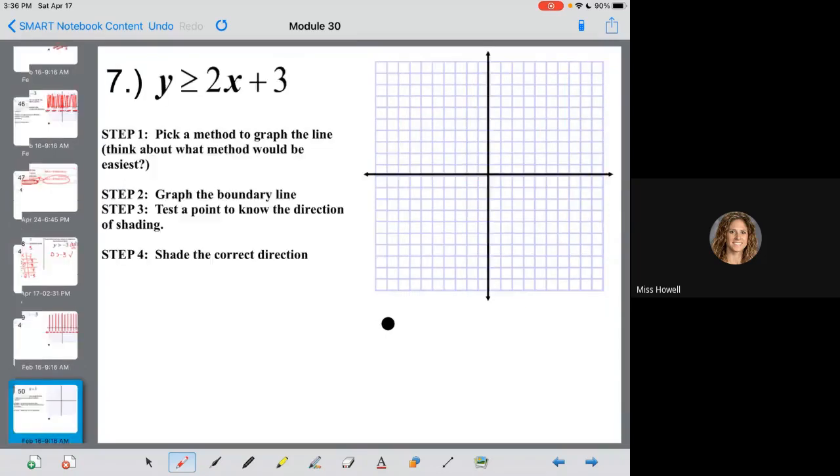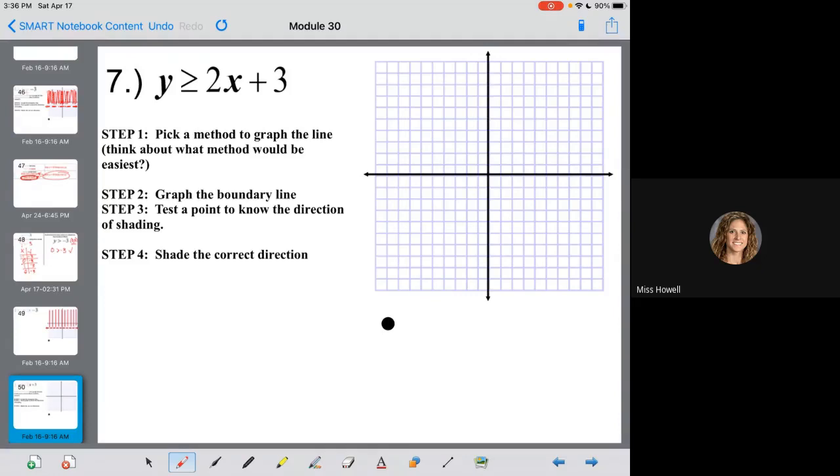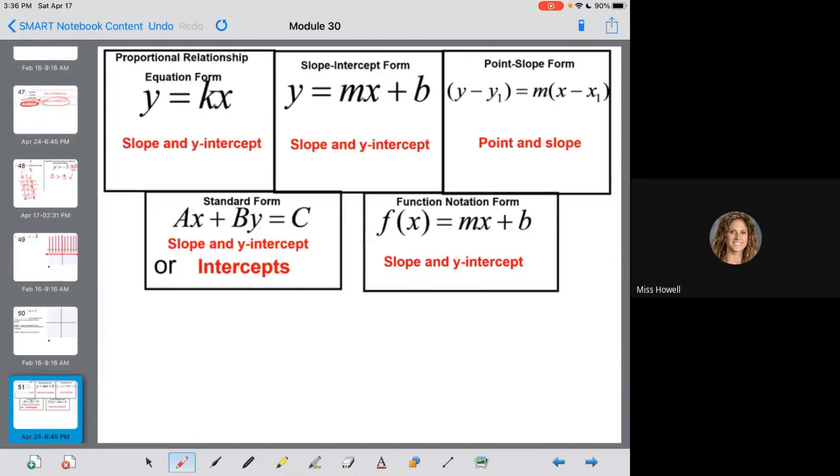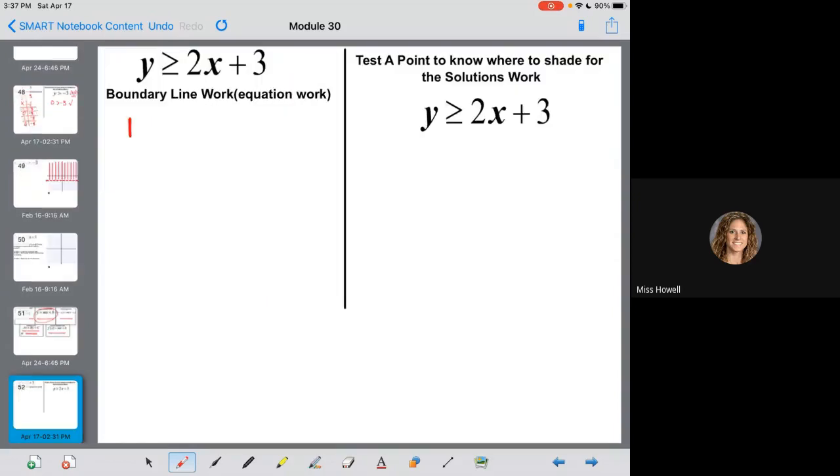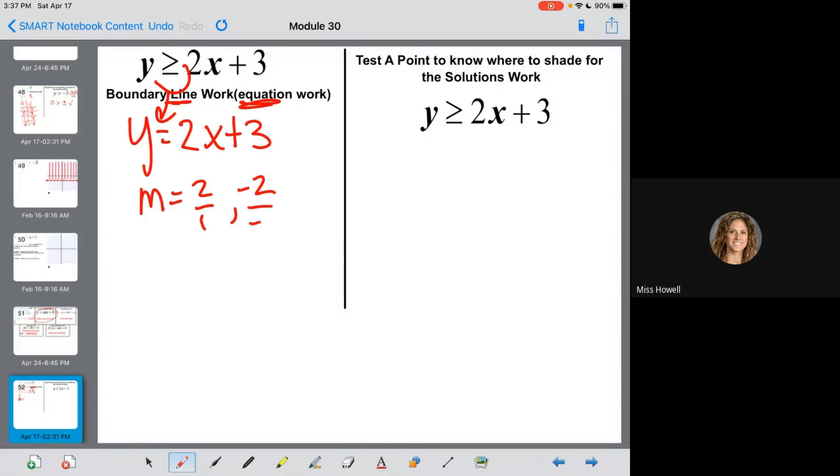All right, number 7. Y is everything greater than or equal to 2x plus 3. All right, this is given to us in y equals mx plus b format. So let's go ahead and use our slope and our y-intercept to help us graph here. So y equals 2x plus 3. Remember, we're doing our boundary line, which is going to be an equation, right? We're taking this sign temporarily and making it equals here. All right, our slope is a 2 over 1, or we can use -2 over -1. And the y-intercept of our line is 3 or 0, 3.